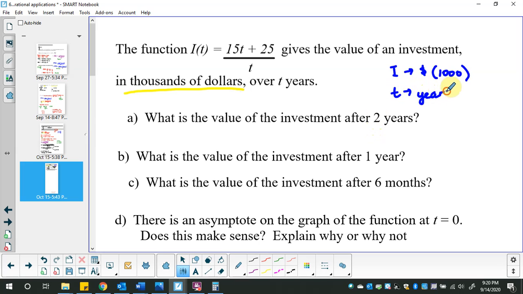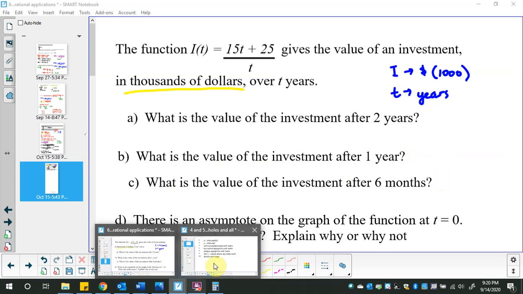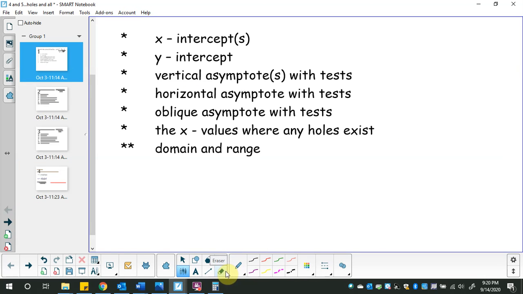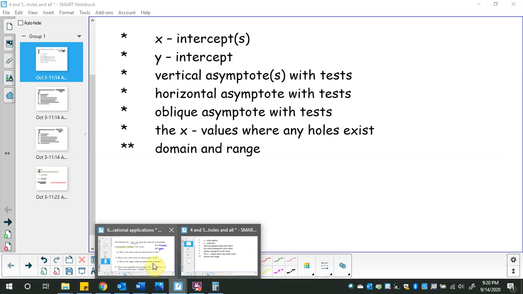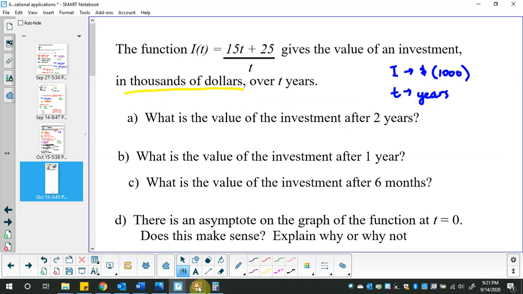So the first question is, what is the value of the investment after 2 years? The second question is, what is the value of the investment after 1 year? C is, what is the value of the investment after 6 months? So you should be able to do these quite quickly. I'm going to give myself a little bit of room before I break it to you which of these it is leaning towards. So not necessarily exactly, but leaning towards. So give me a sec to set this up, and I'll be back.